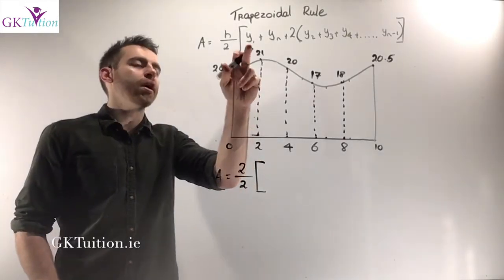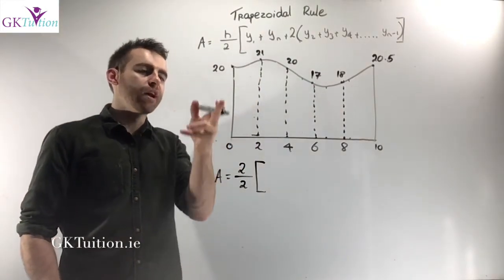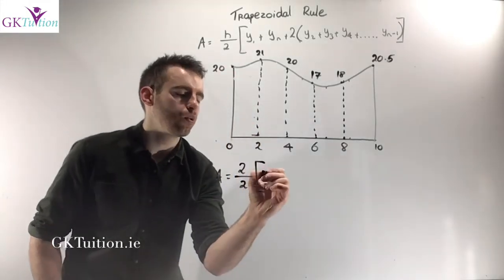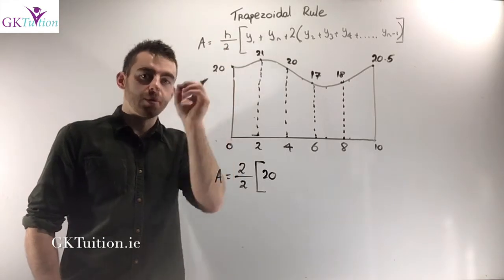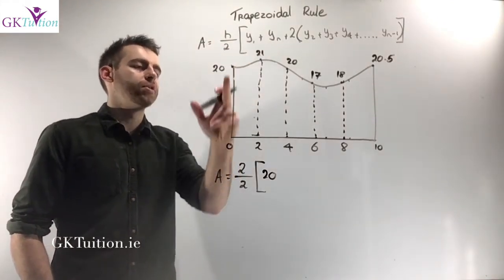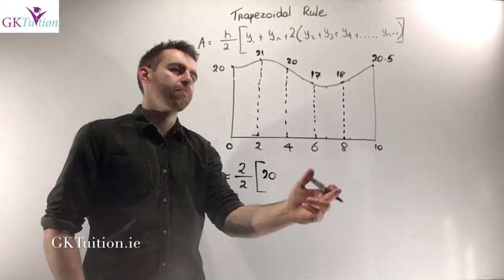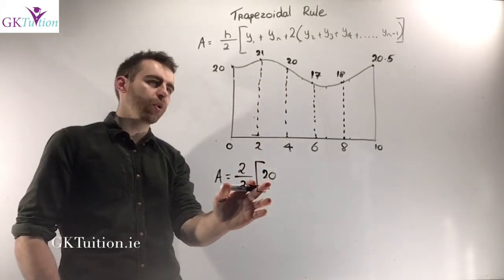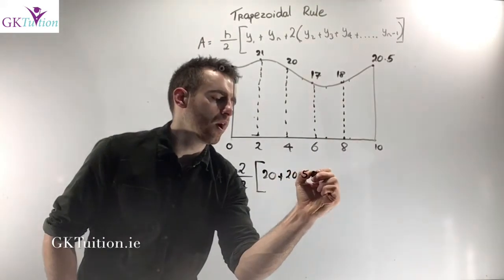And then y1 refers to the first height. y1 is whatever the height of the first thing is. In this case, my first height is 20. So the y's represent the heights, while h represents the width. So just be careful with that one. y1 refers to the first height, while yn refers to the last height. So the first thing I'm going to put in my square brackets here is y1, the first height is 20, plus yn, the last height, is 20 plus 0.5.